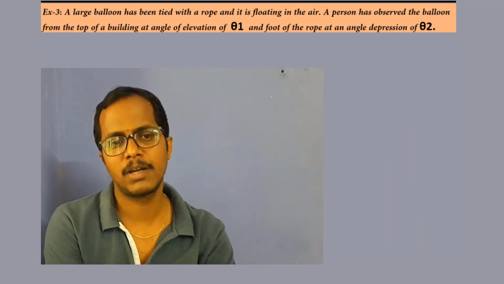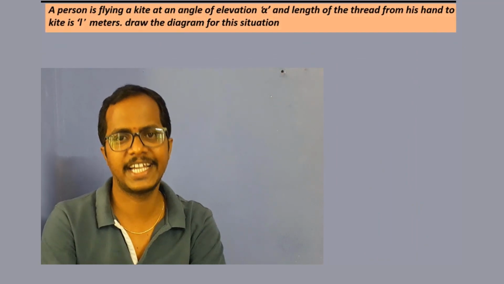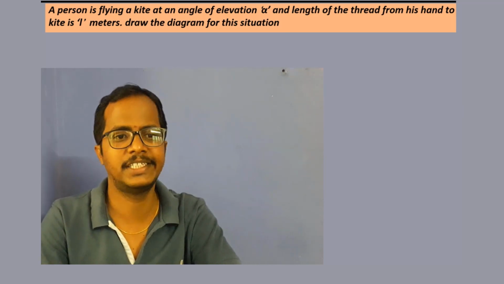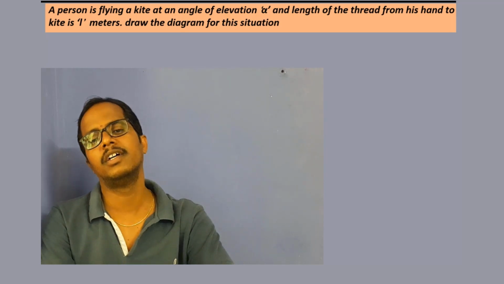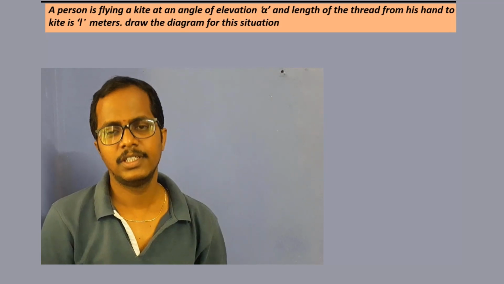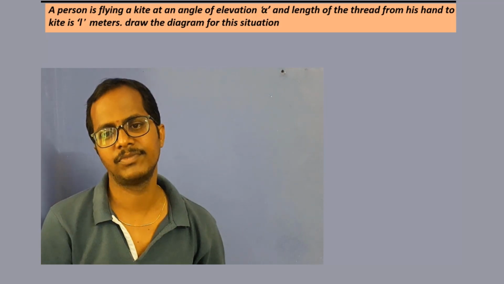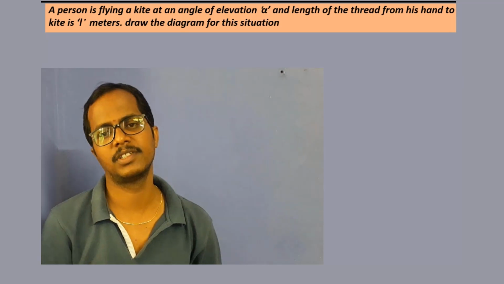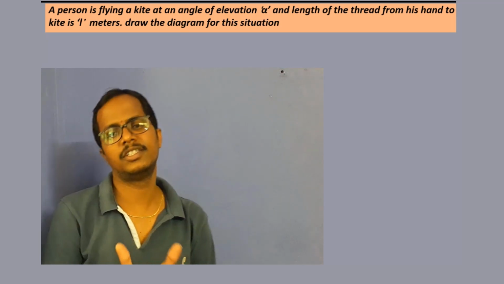Let us take one more problem which is given in our textbook. A person is flying a kite at an angle of elevation alpha and the length of the thread from his hand to the kite is L meters. Draw the diagram for this situation. In this problem, a person is flying a kite with an angle of elevation alpha and the length of the thread is also given as L meters. So now we need to draw the diagram for this situation.